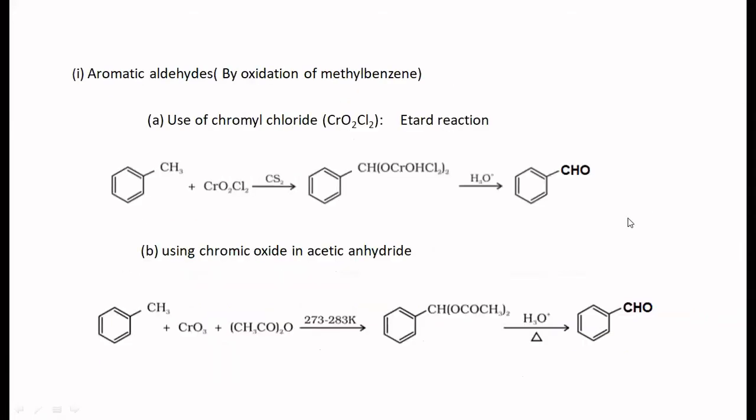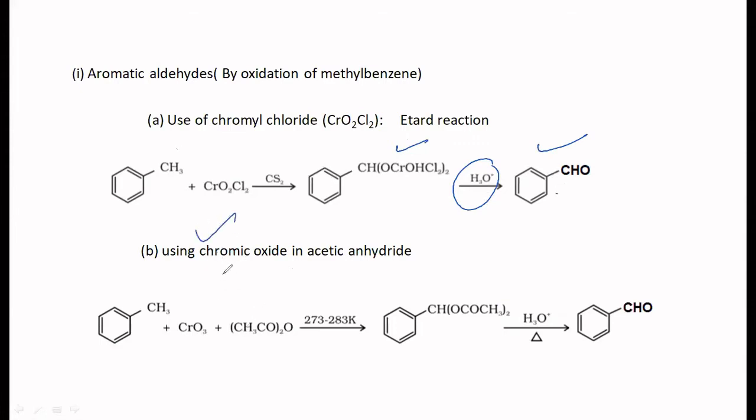Then you have got aromatic aldehydes. Simple methods are there. You can use chromyl chloride, which we have used before also. I was telling you about the oxidizing agents here. This is one such oxidizing agent which initially forms a chromium complex, which on hydrolysis gives aldehyde. So any alkyl benzene can be oxidized to this.